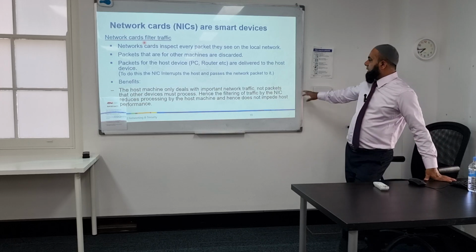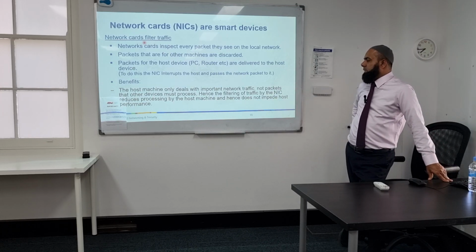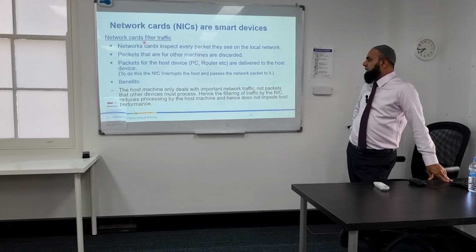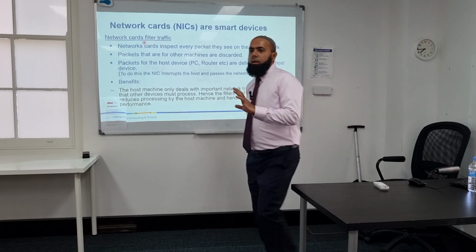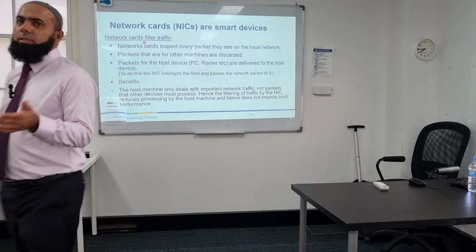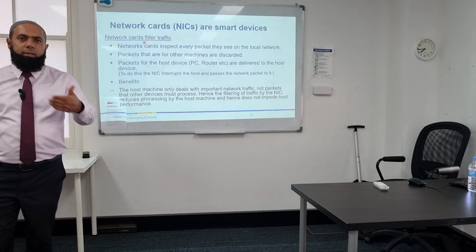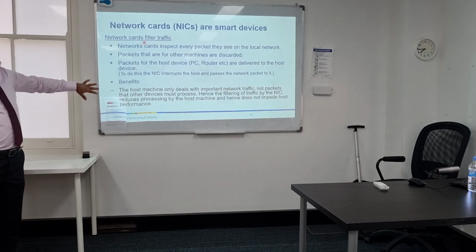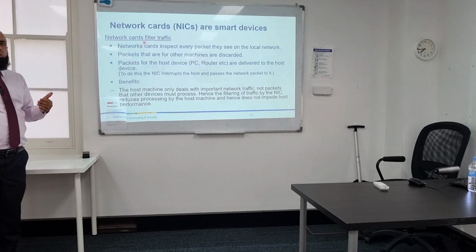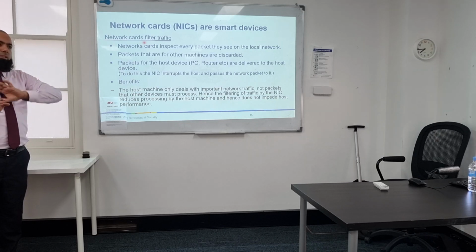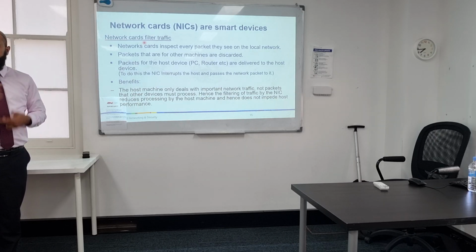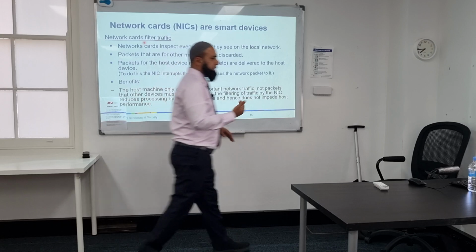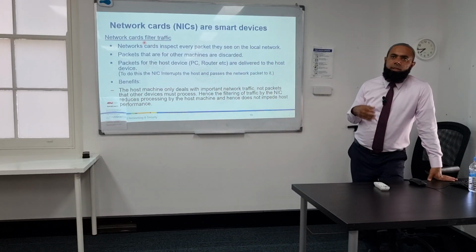The host machine only deals with important network traffic, not packets that other devices must process. Hence, the filtering of traffic by the NIC reduces processing by the host machine, and hence does not impede host performance. So what they are saying is, usually with a normal computer, there is a different type of filtering of packets. But when it's going toward the host, then the process is different for the host machine. So without filtering, you can simply reduce the activity over the network. You can send to the host, and it takes fewer turns to reach the host.